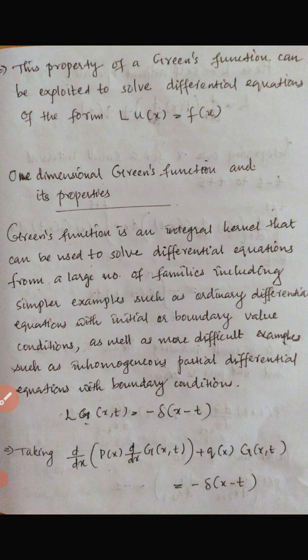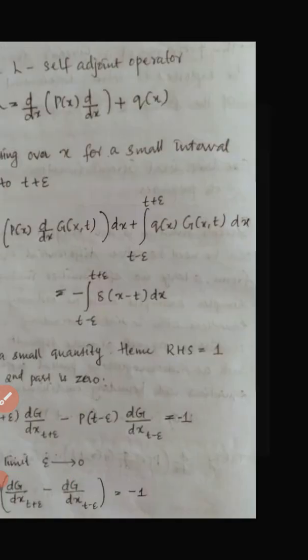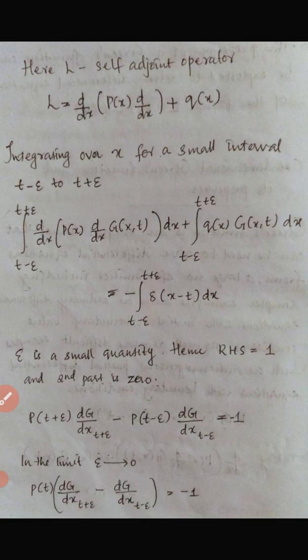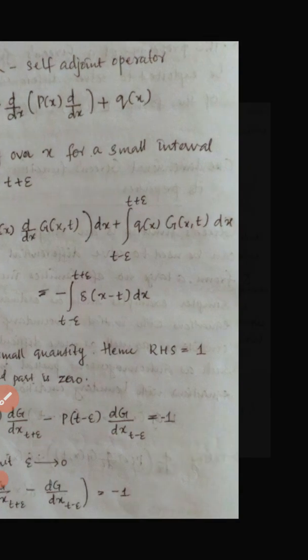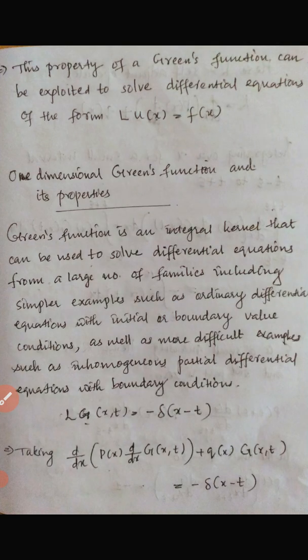Now L g(x,t) is equal to minus delta(x minus t). Taking L as a self-adjoint operator, suppose this operator is acting on this function. This operator is d by dx of p(x) d by dx plus q(x), and it is acting on g(x,t). That is, d by dx of p(x) d by dx of g(x,t) plus q(x) g(x,t) is equal to minus delta(x minus t).